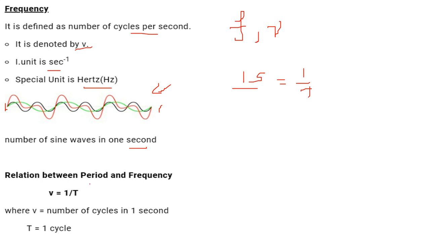There is a relationship between the period and frequency. The frequency is 1 by T, time period, or you can say time period is 1 by frequency, or 1 by F. So number of cycles in 1 second is frequency, so time period is nothing but 1 cycle.